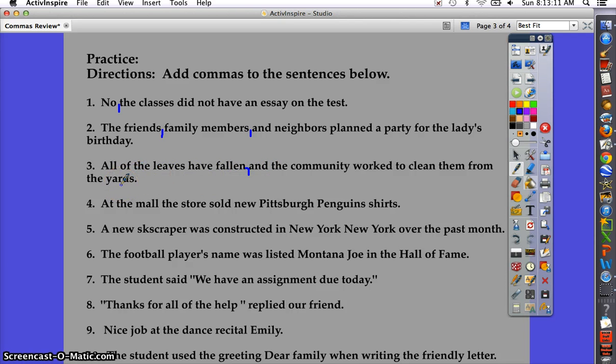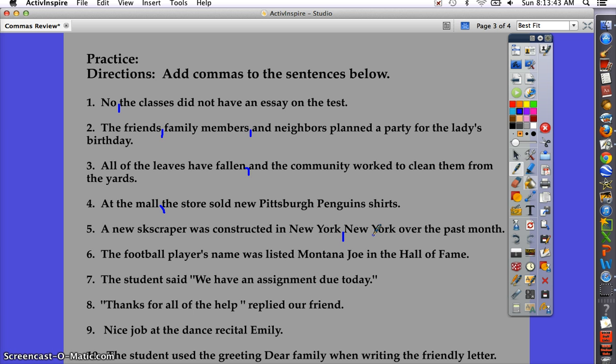Number 4: At the mall, the store sold new Pittsburgh Penguin shirts. So it's at the mall, comma, introductory phrase or clause this time for number 4. Number 4 was also a complex sentence. You can see the dependent clause followed by the independent clause. Number 5: A new skyscraper was constructed in New York, New York over the past month. So it'd be city, state: New York, comma, New York for number 5.